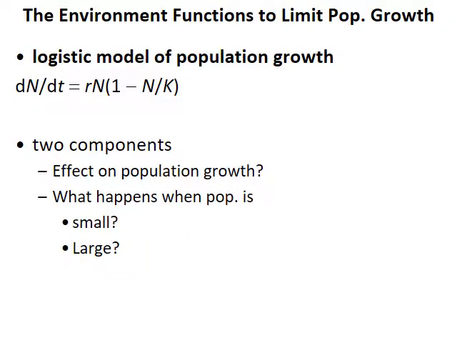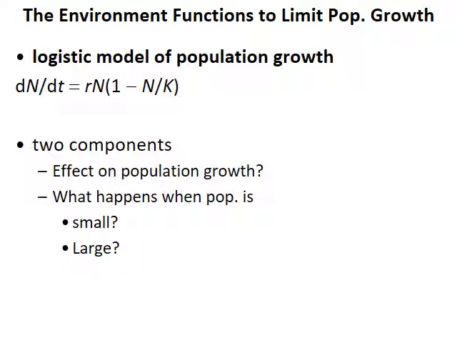This brings us to our logistic model of population growth. We're going to contrast this a lot with the exponential model of population growth that we saw before. We see dN over dt, our change in size over the change in time. This equals r, our rate of growth, times N, our population size, and we have in parentheses 1 minus N over K. So there are 2 components here: the rN component, and then the 1 minus N over K component.